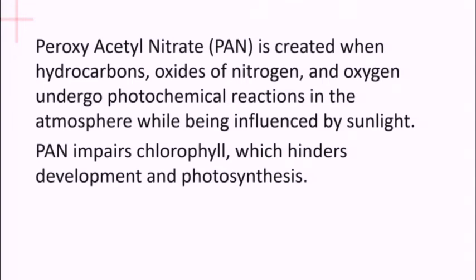Peroxyacetyl nitrate, which is PAN, is created when hydrocarbons, oxides of nitrogen and oxygen undergo a photochemical reaction in the atmosphere while being influenced by sunlight. PAN impairs the chlorophyll, which hinders photosynthesis. PAN causes silvering of the lower surface of the leaf, damage to young and more sensitive leaves, and suppresses growth. Fluorides cause necrosis of the leaf tip, while ethylene results in epinasty, leaf abscission and the dropping of the flowers.